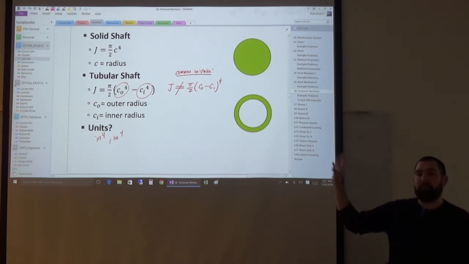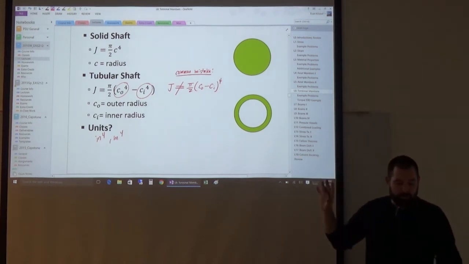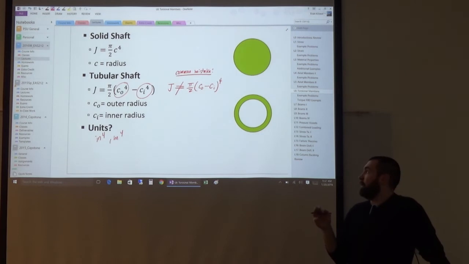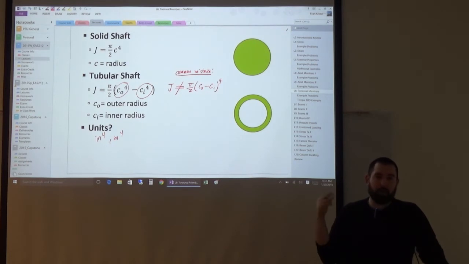And this quantity, this polar moment of inertia, is basically telling us, based solely on the geometry of the cross-section, how effective it is at distributing out the shear stress caused by the torque. The larger the value, the lower the shear stresses are potentially going to be.